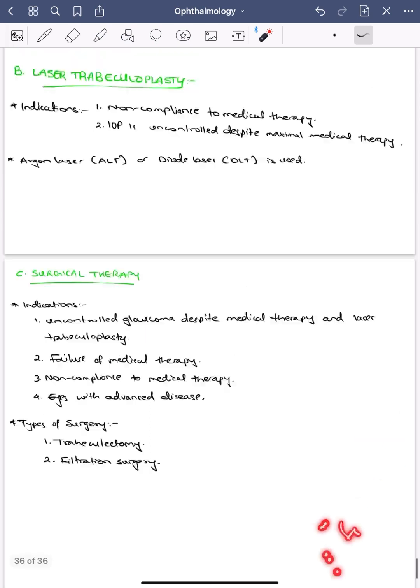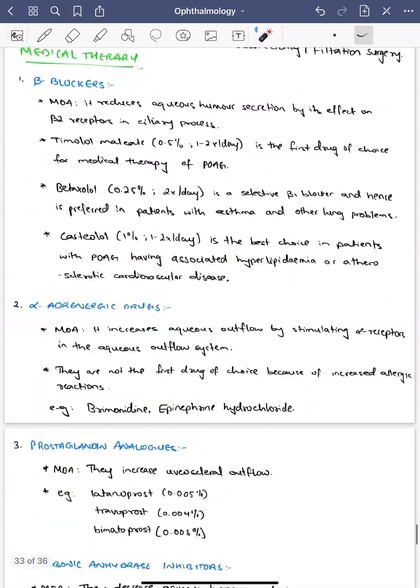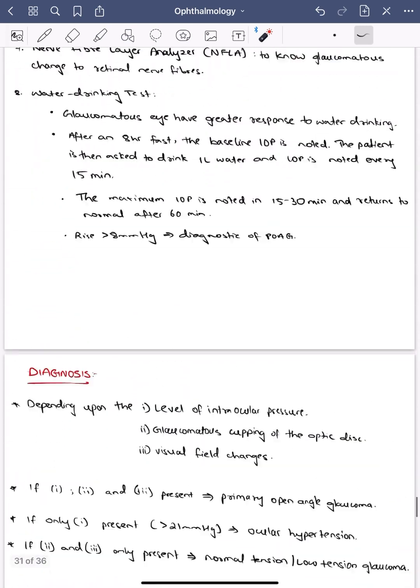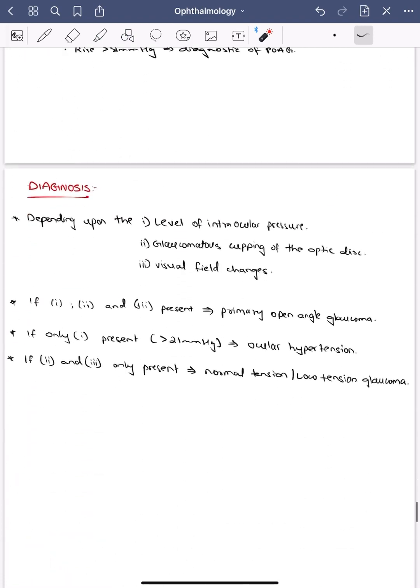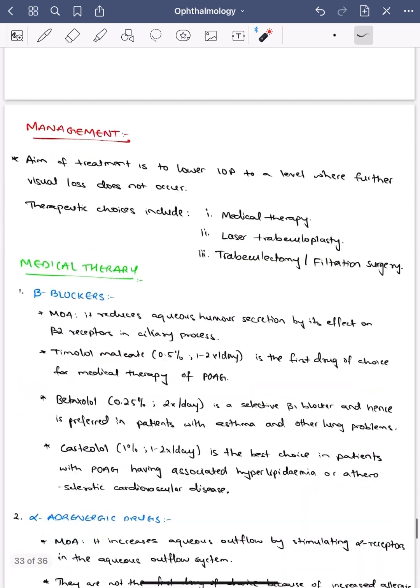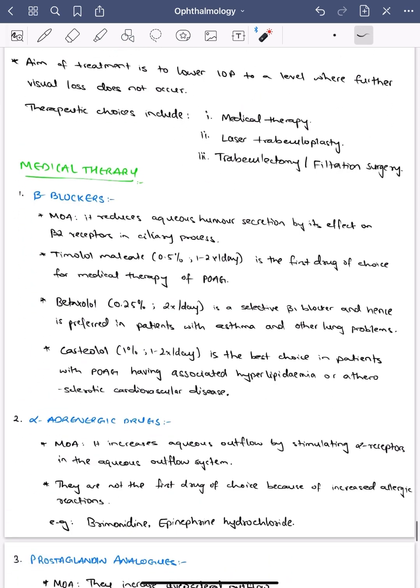Then we discussed the investigations to be done and the diagnosis, the three diagnoses, that is primary open angle glaucoma, ocular hypertension, and normal tension or low tension glaucoma. And finally we discussed the management, where we discussed medical therapy, laser trabeculoplasty, and trabeculectomy. And this concludes our discussion on glaucoma.